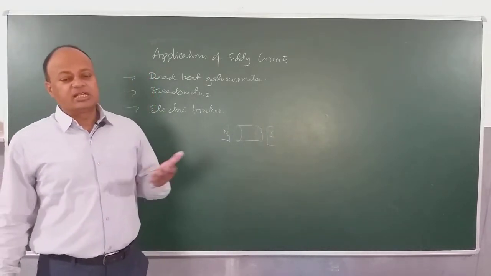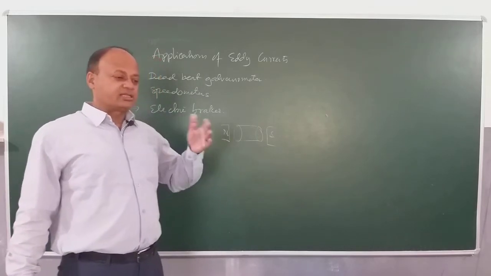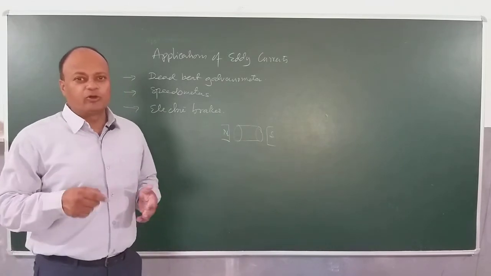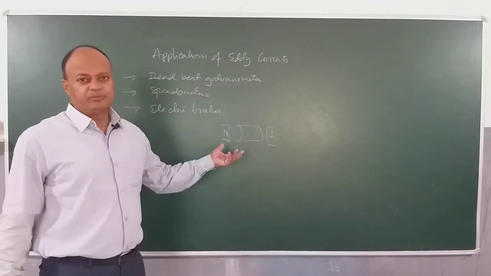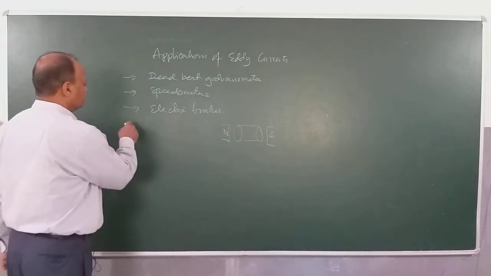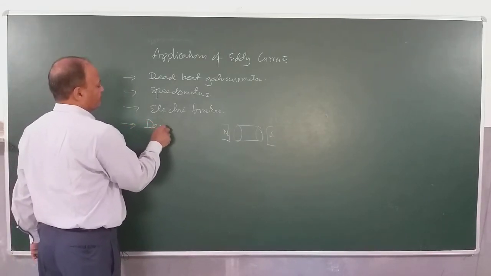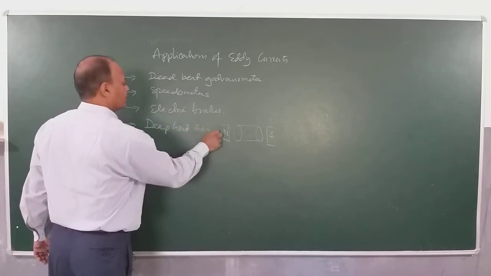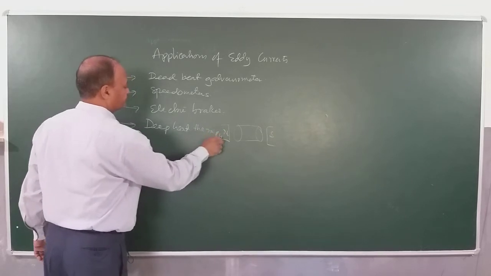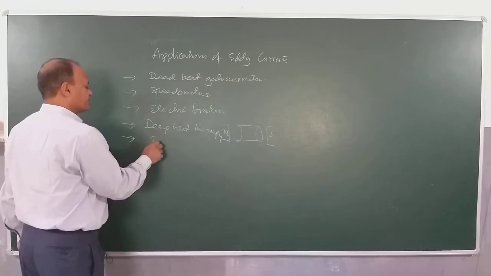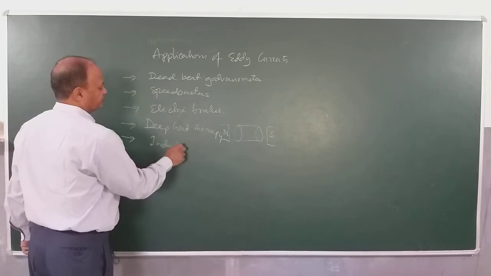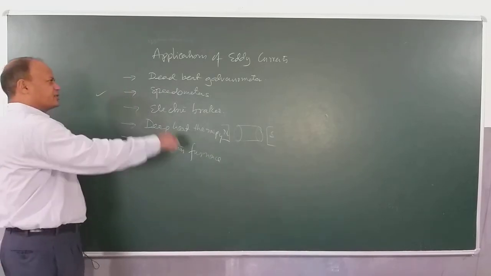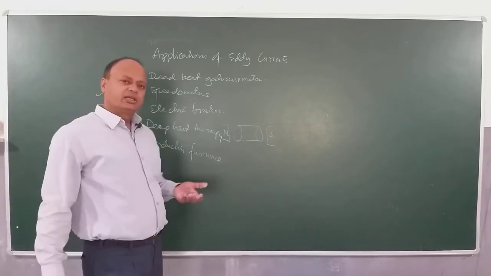If you see the older trains which have vacuum brakes, they start braking almost 1 kilometer before entering the platform. But if you are riding a metro, you see within no time the metro will stop, because they use what? Electric brakes. Then you have deep heat therapy. Deep heat therapy is based on the heating effect of eddy currents. Then we have induction furnace. Okay, so these are some of the effects of eddy currents which you can note down and you can learn.